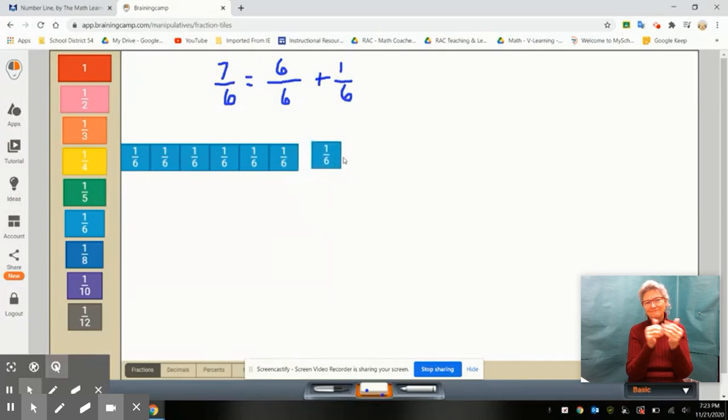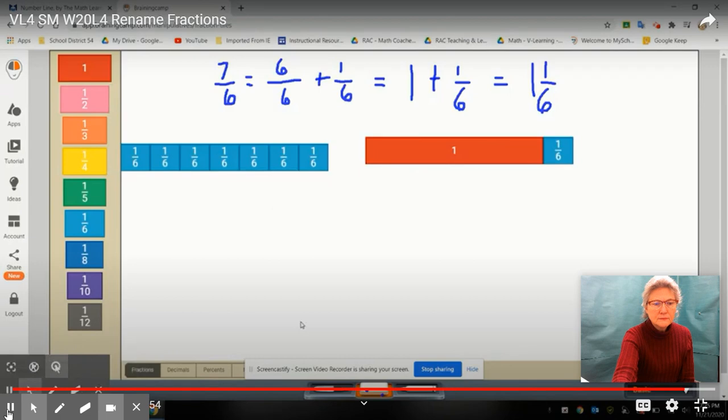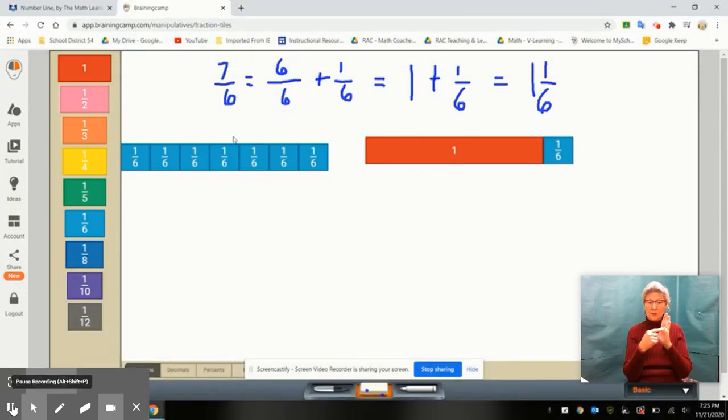Awesome. We also know 7/6 is equivalent to 1 and 1/6. They're just named differently. We have our 7/6 size pieces here, and here we have our whole and our 1/6 size piece. But we know that we need 6/6 size pieces to make up a whole, plus our 1 and 1/6. So as we look at our model here, we see that 7/6 is equivalent to 1 and 1/6. They're the same value, they're just named differently.